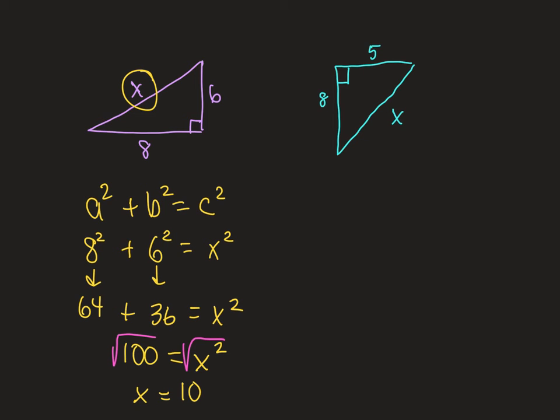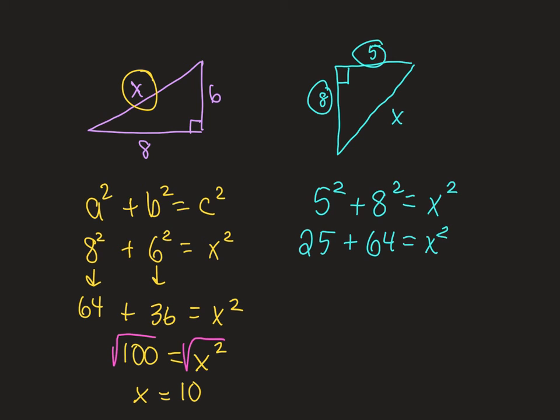So let's try this blue example. A squared plus b squared equals c squared. These two guys are my legs again. 5 squared plus 8 squared. X is my hypotenuse. 5 squared is 25. 8 squared is 64. Add them up, I get 89. Well, I know that if it was 81, it would be 9. So this is going to be close to 9.